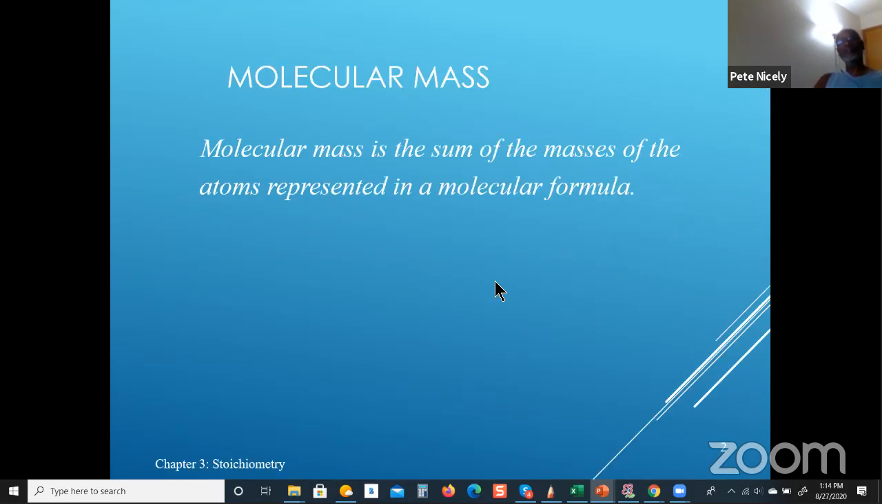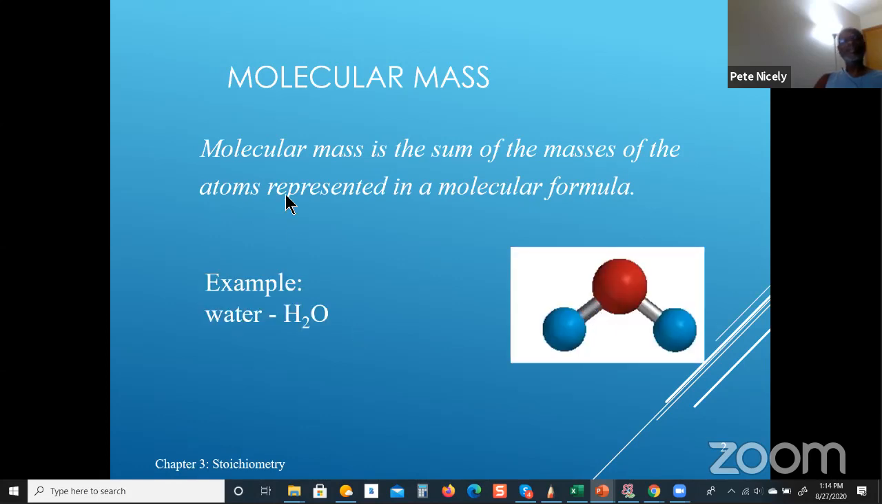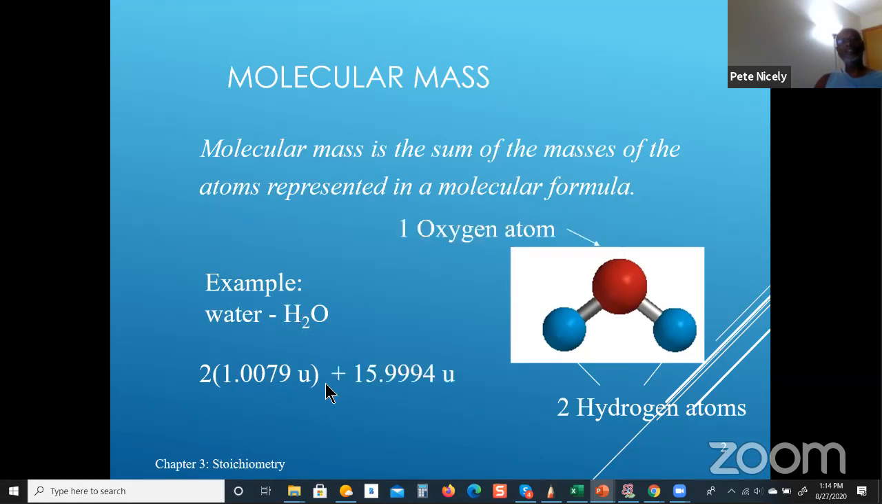So again, a lot of review will be involved in this chapter. So I'm just going to go through this rather quickly. So let's start talking about the molecular mass. Very simple concept. It is simply the sum of the masses of the atoms represented in a molecular formula. So for example, in the case of H2O, you simply multiply the atomic mass of hydrogen by 2 and add it to the value for oxygen.